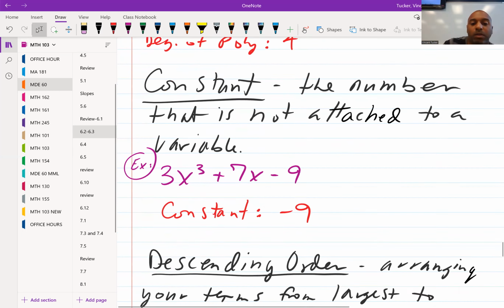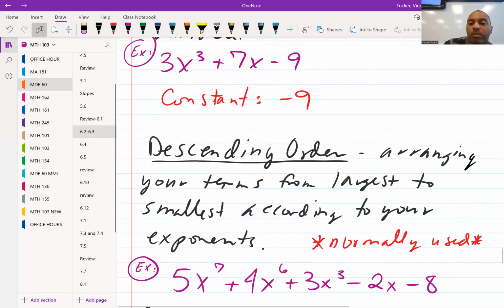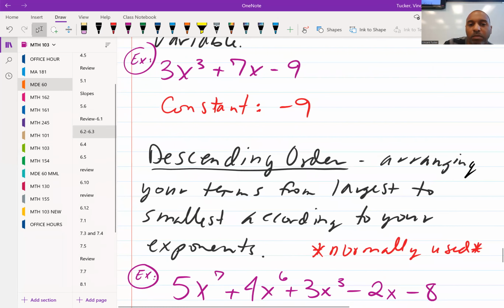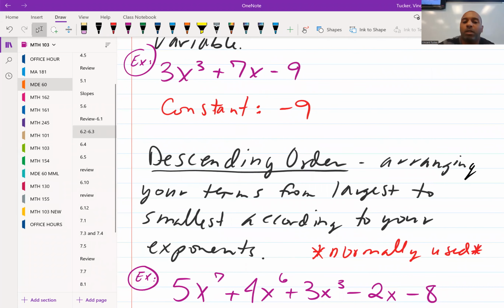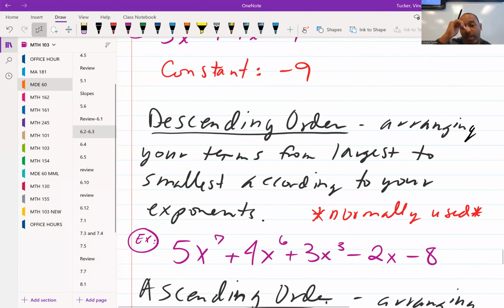All right. Descending order is when you arrange your terms from largest to smallest according to your exponents. This is one we normally use. We try to set our polynomials up in that fashion: 5x to the 7th plus 4x to the 6th plus 3x cubed minus 2x minus 8. So your highest exponent all the way down to your lowest.